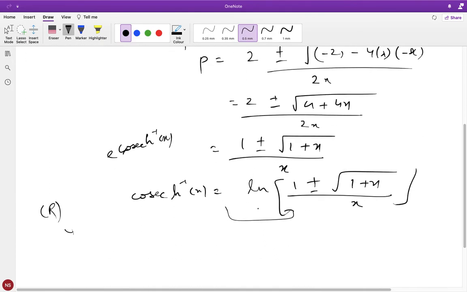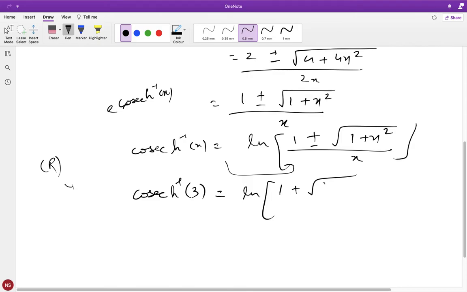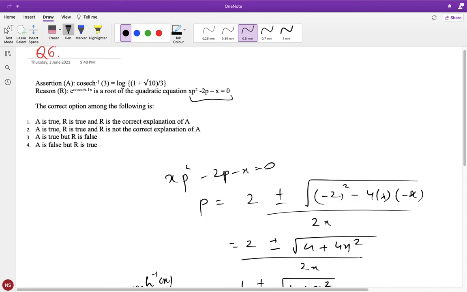So if R is correct, then what will be cosecant hyperbolic inverse of 3? So 3 is greater than 0, so I will be using the plus sign. 1 plus, wait a minute, x into x is x square. One mistake. 1 plus root of 1 plus 3 square by 3 is ln 1 plus root 10 by 3. Ln and log are the same because it is assumed that this is log with the base e. So this option is correct.